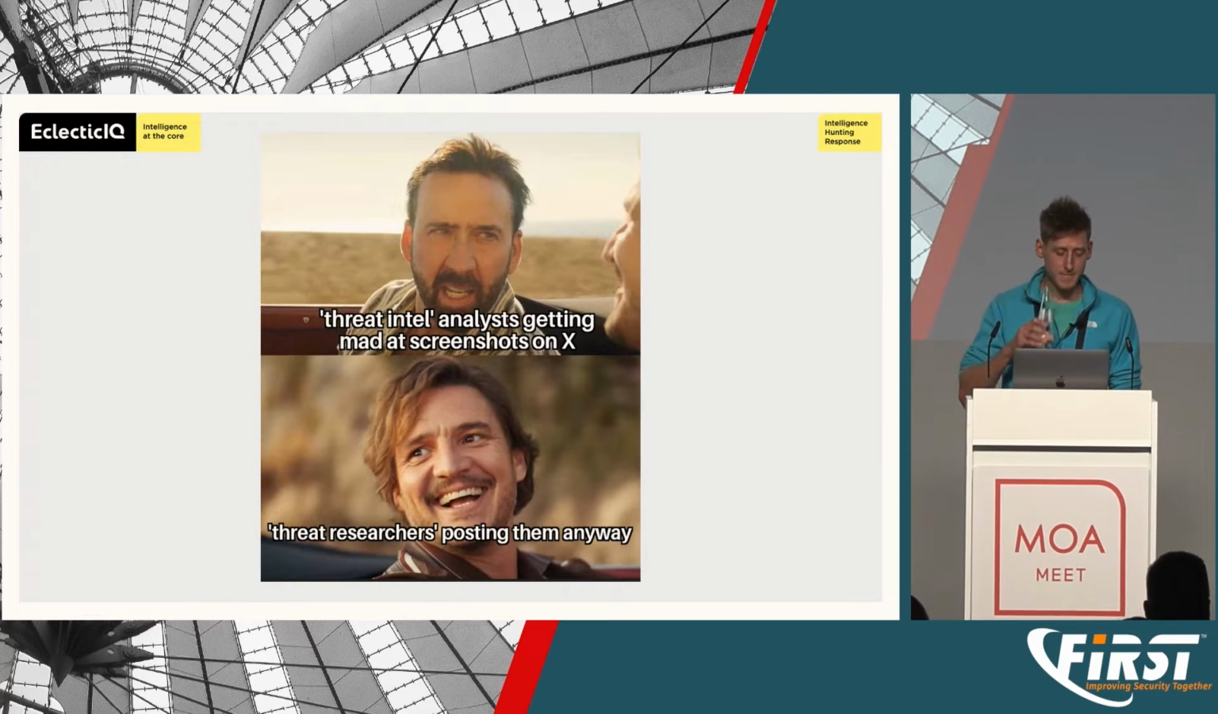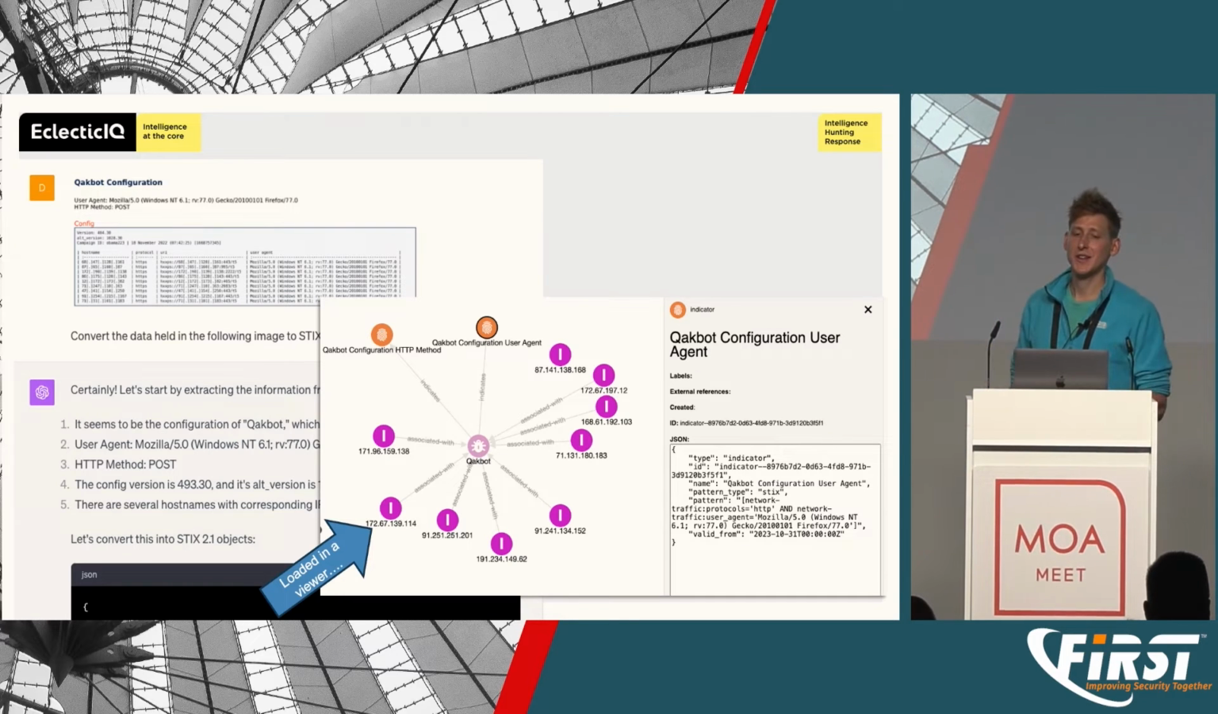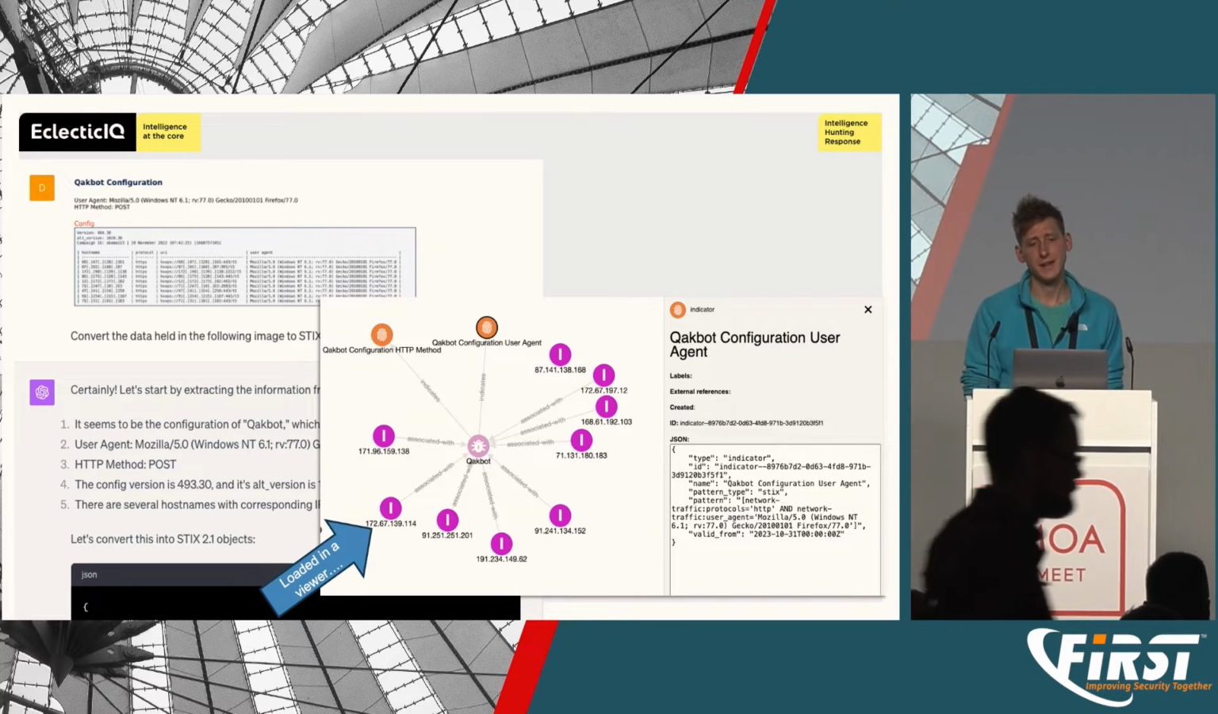So here's an image from a report on Quackbot that I've taken from a PDF. And I've asked GPT to convert it to STIX. As you'll see, I feed it into the prompt, and I've asked it to convert it again to STIX, sticking with that data format.